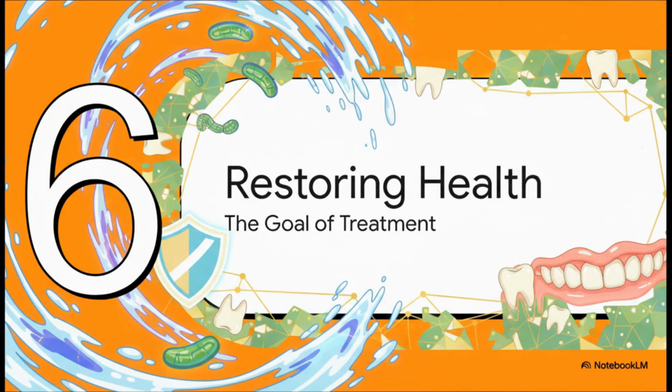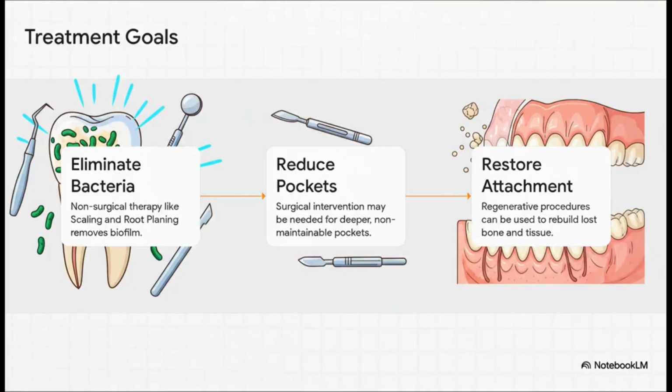So, understanding the disease is one thing, but how do we fight back? Let's wrap up by looking at the strategies for getting rid of these pockets and actually restoring health. The approach really has a few different phases. Goal number one, and the most important, is to get rid of the bacteria with a deep cleaning. For pockets that are too deep to clean, surgery might be needed to reduce their depth. And for those specific bony defects we talked about, especially those nice three-walled ones, we can actually use regenerative procedures with bone grafts to rebuild what was lost.